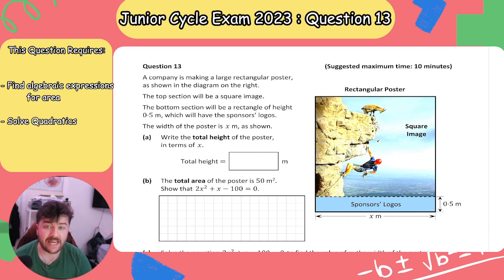So question 13 in the 2023 exam paper has us finding algebraic expressions for an area of a rectangle, and also we have to solve a quadratic equation within this as well. So a company is making a large rectangular poster as shown in the diagram on the right. The top section will be a square image, the bottom section will be a rectangle of height 0.5 meters and will have the sponsor's logo. The width of the poster is x meters. Write the total height of the poster in terms of x.